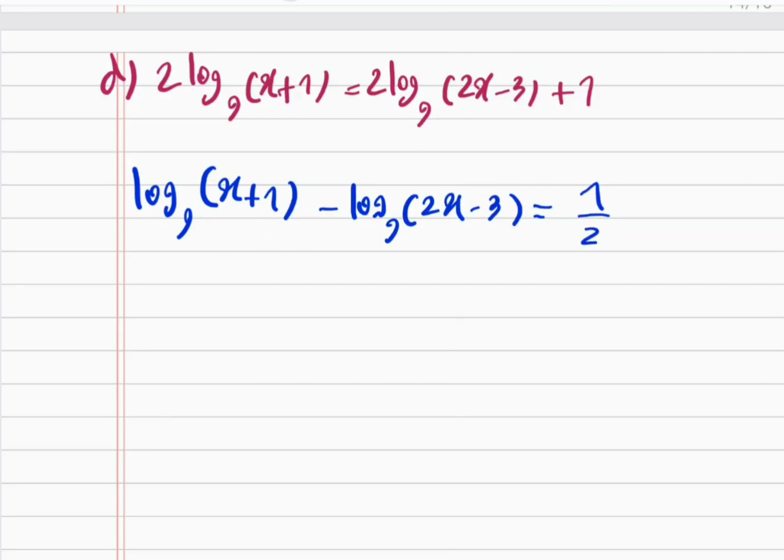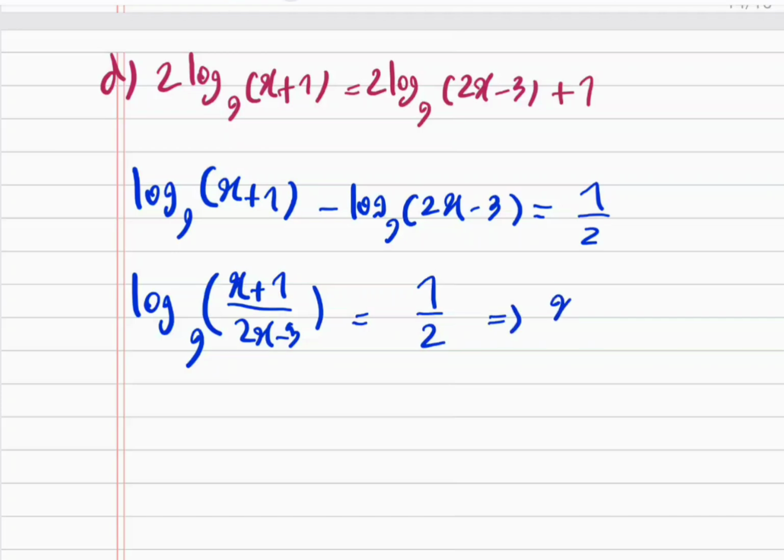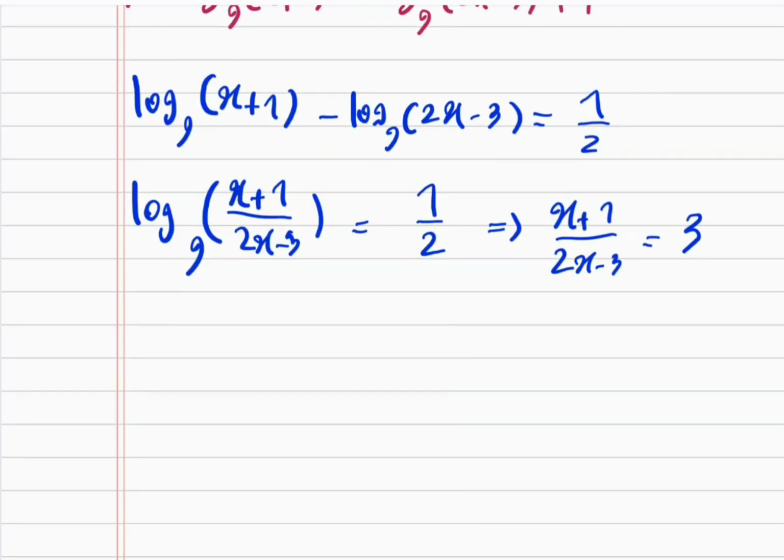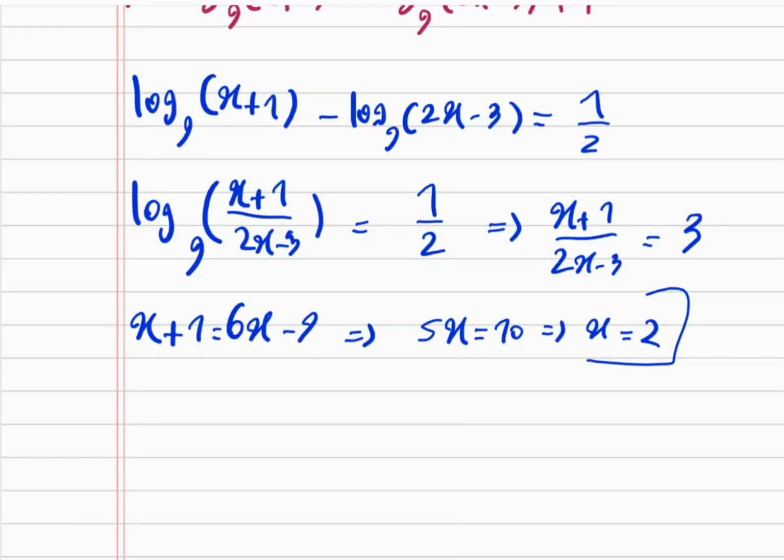Right, now we use the subtraction law, so we write this as a division. Log base 9 of (x plus 1) over (2x minus 3), like this, is equal to 1 over 2. And now (x plus 1) over (2x minus 3) is equal to 9 to the power of half, which is just 3, right? Because root 9 is equal to 3. Now we just use cross multiplication to solve this equation. So we have x plus 1 is equal to 6x minus 9, and that means we have 5x is equal to 10. Therefore, x is equal to 2.